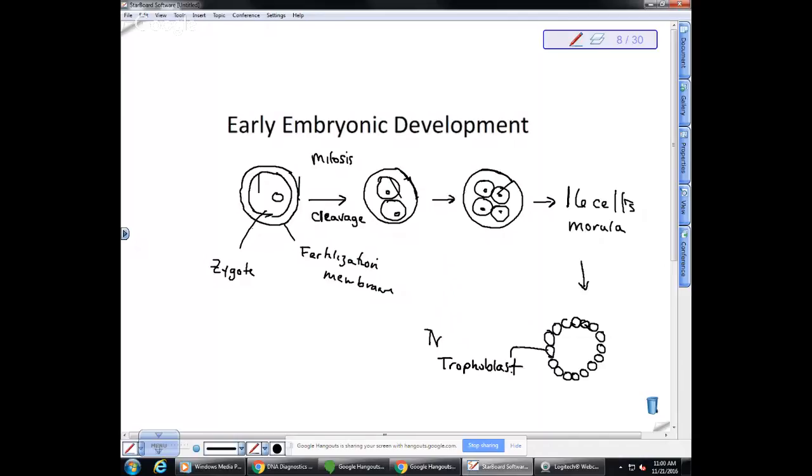blast. Okay. And then inside, we're going to have what is called the inner cell mass. The inner cell mass is what is going to give rise to the embryo. Okay. And at this stage, this is called a blastula or a blastocyst.